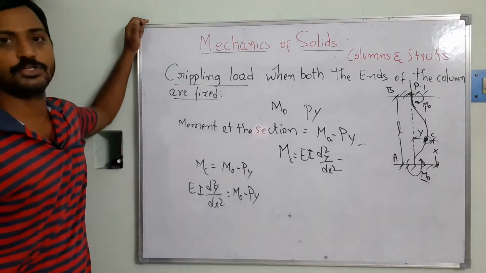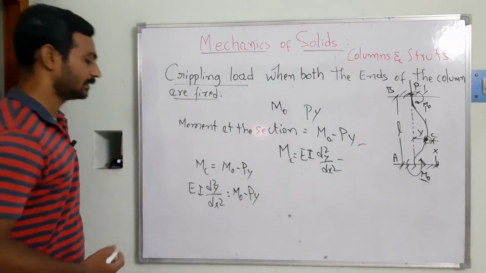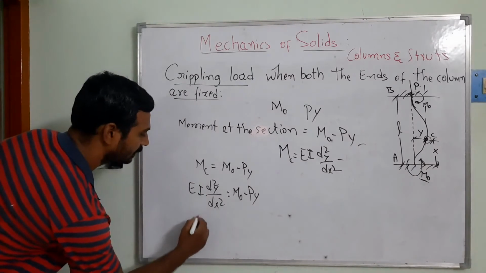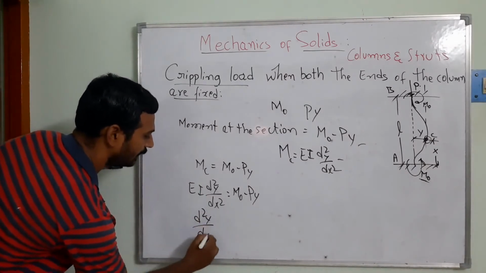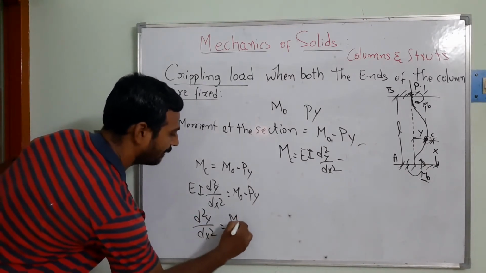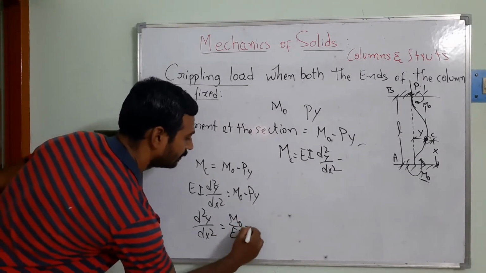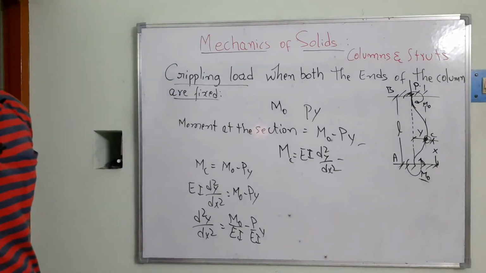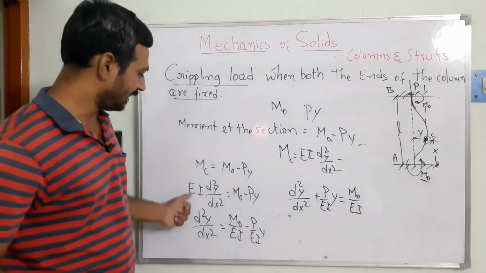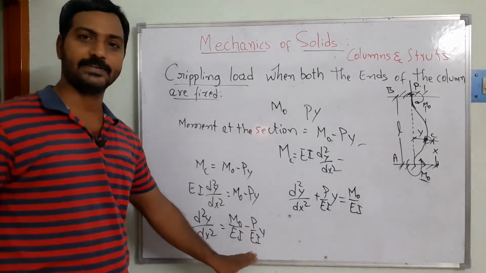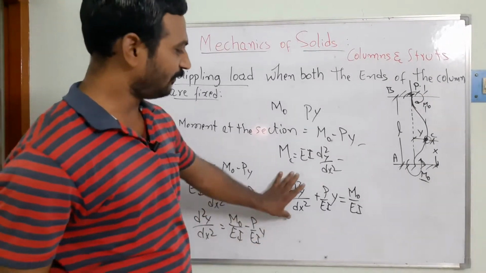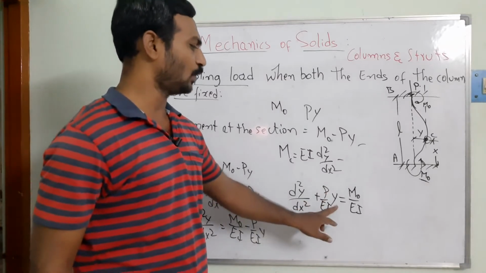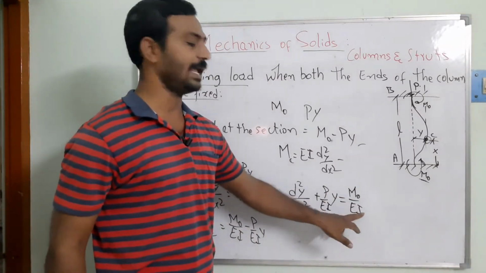From this equation we try to simplify further. How do we simplify that equation? d square y by dx square is equal to M naught by EI minus P by EI into y. Once we have that, simplifying gives d square y by dx square plus P by EI into y is equal to M naught by EI.